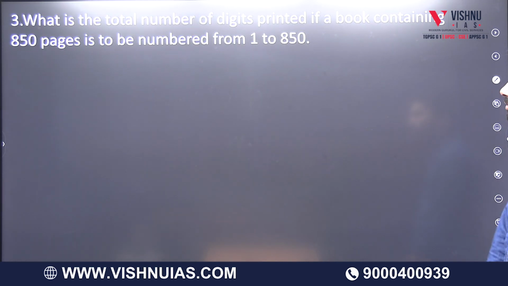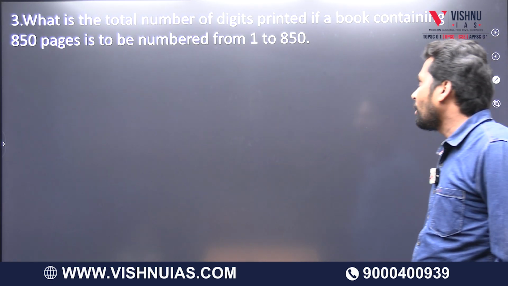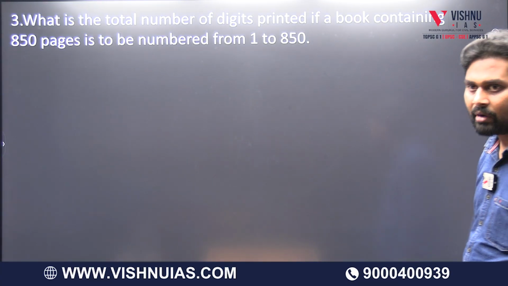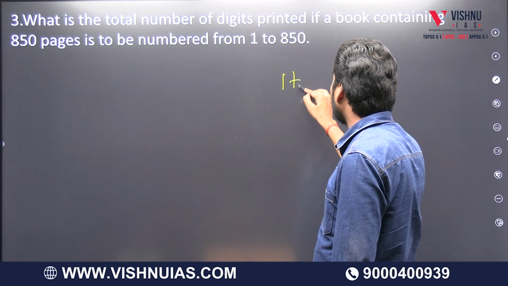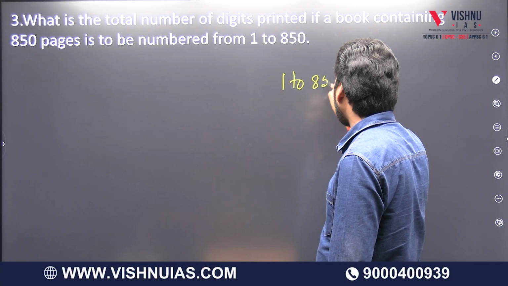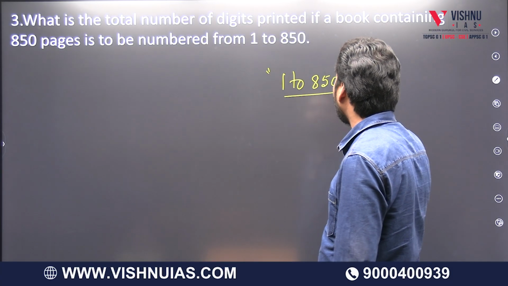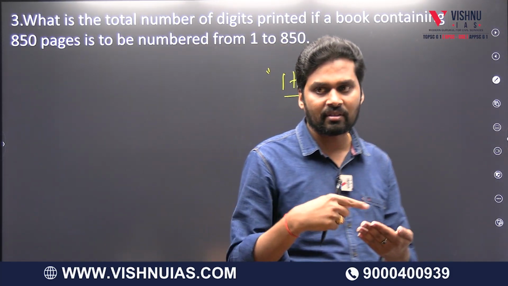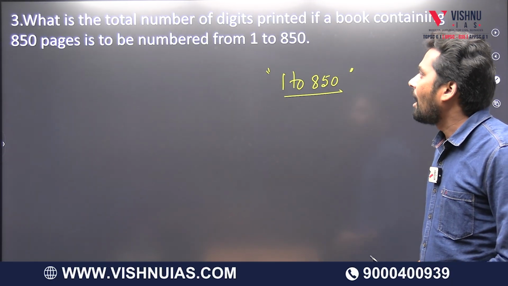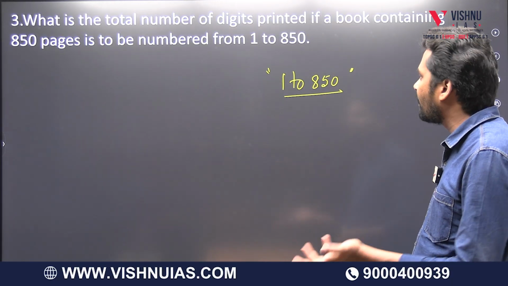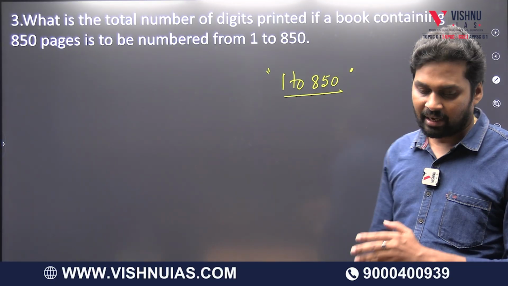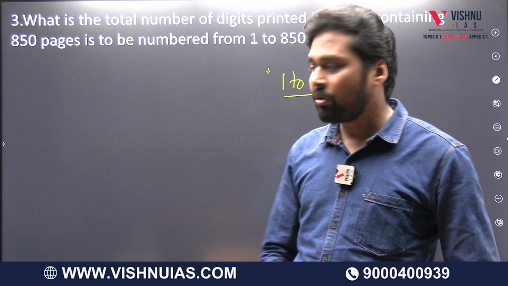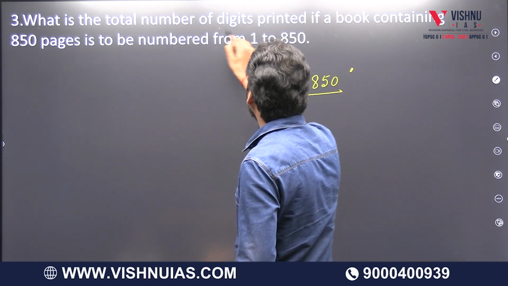Let's take one more example, a previous year question. What is the total number of digits printed if a book containing 850 pages is to be numbered from 1 to 850? There is a book and the book has pages from 1 to 850, like we have the book 1, 2, 3, 4, 5, 6, likewise 850 pages. And here the question is, how many digits are printed if we number the pages from 1 to 850. So basically here we need to find out the digits.